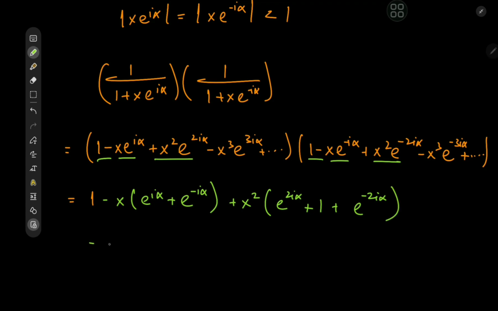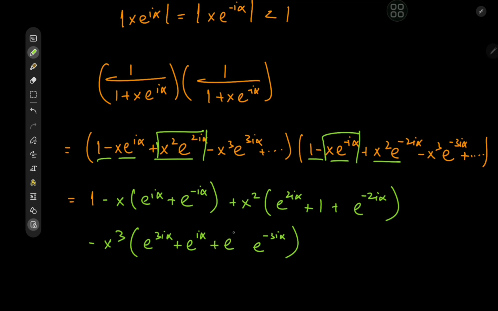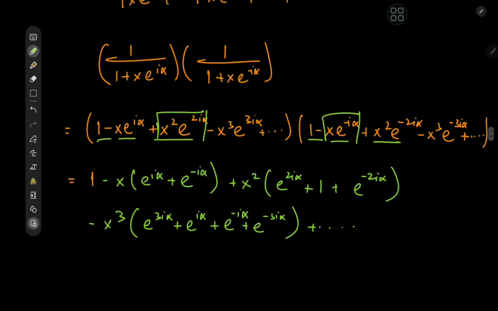Now what about x cubed? So for x cubed, again, we do have e to the 3I alpha, and we have e to the negative 3I alpha, but we also get x cubed when this square multiplies by this linear term in x, and we get a negative sign already factored out. So that means we're left with e to the I alpha, and we'll also have e to the negative I alpha, and so on and so forth. And this is actually really cool because we have a nice pattern.